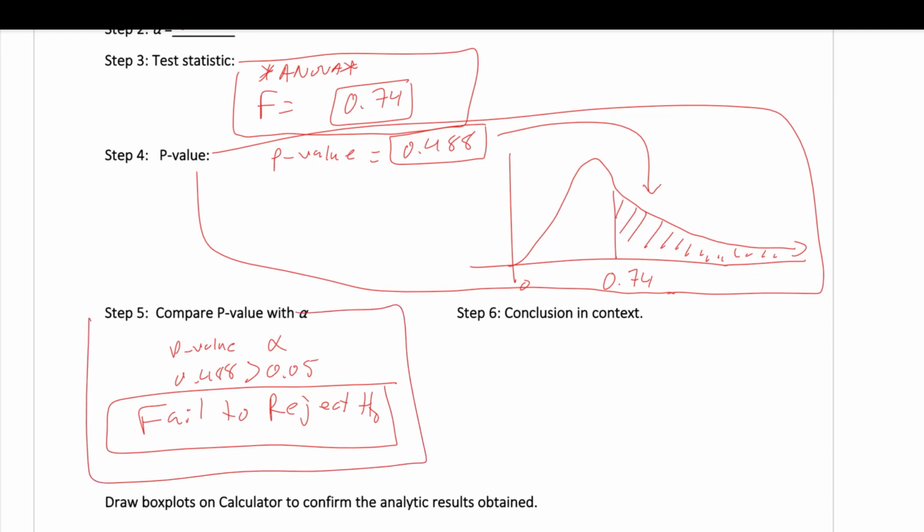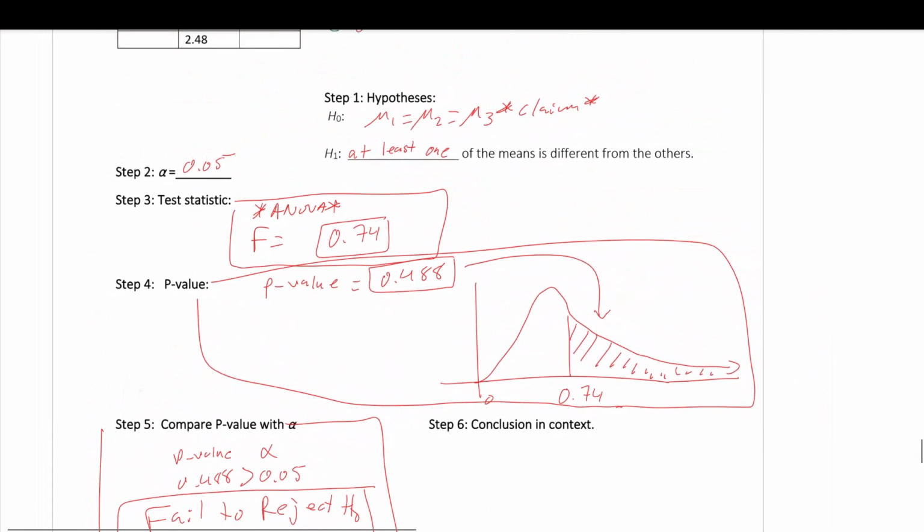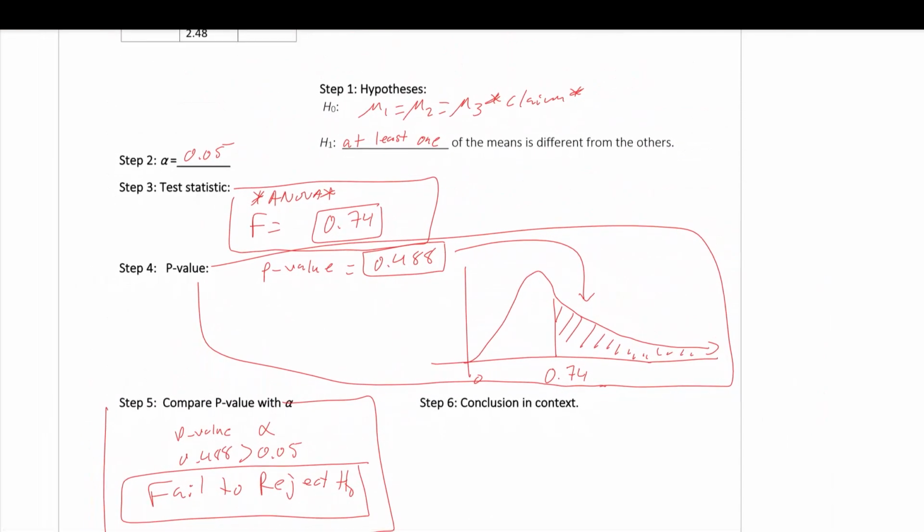Okay. Step 6, conclusion in the context of the problem. What was the claim in step 1? Well, all the means are the same. We failed to reject the null hypothesis. So in a way, in quotes, we're still accepting the null hypothesis. So the claim is accepted.